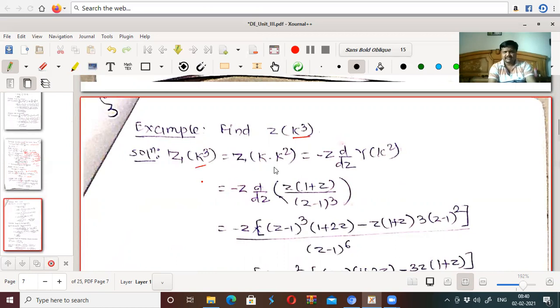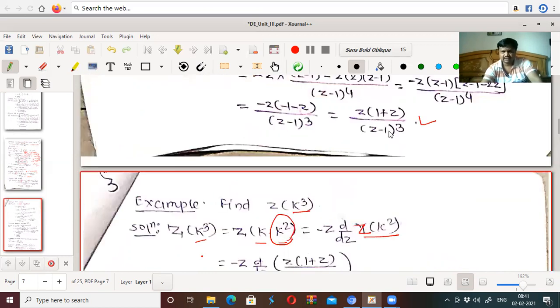Similarly, we can now find the z transform of k cube, right? k cube can be written as k into k square. We already found the z transform of k square. So minus z into the derivative of the z transform of k square. In place of it, I will write here z of k square. We know the z of k square is z into 1 plus z upon z minus 1 to the power 3 here, right?